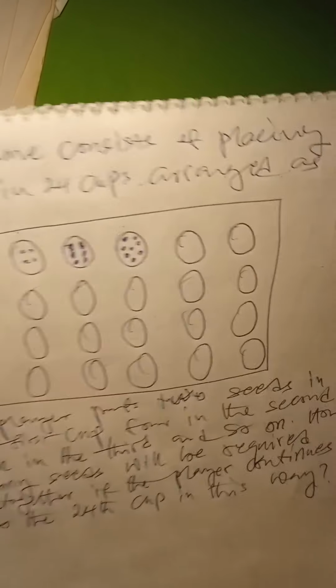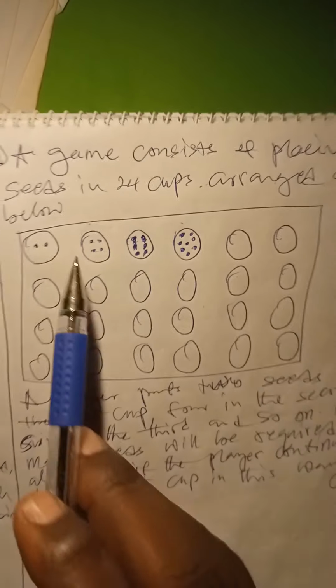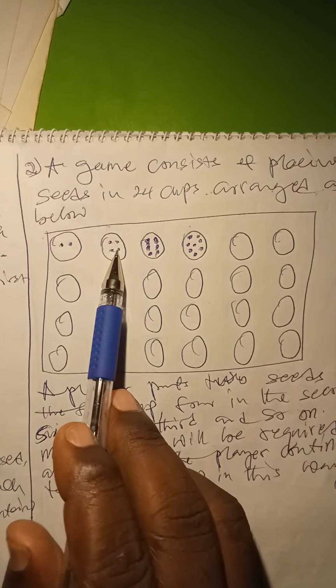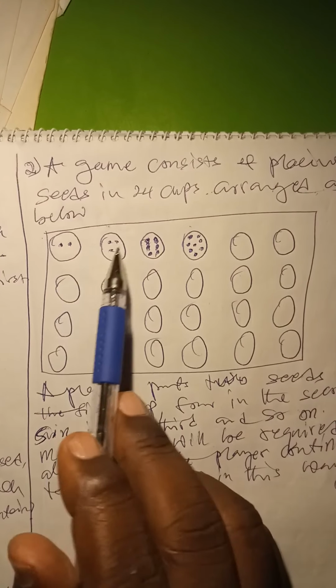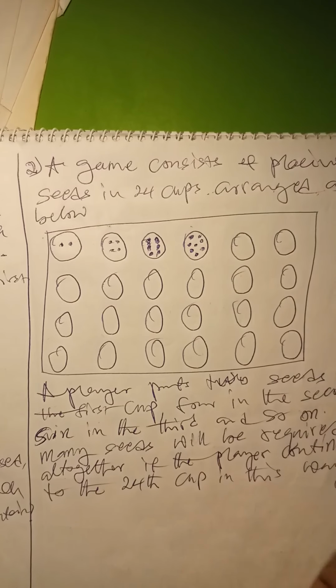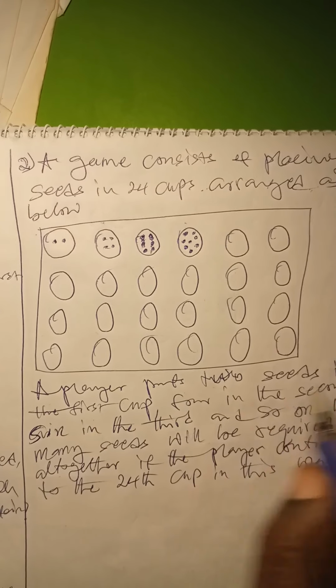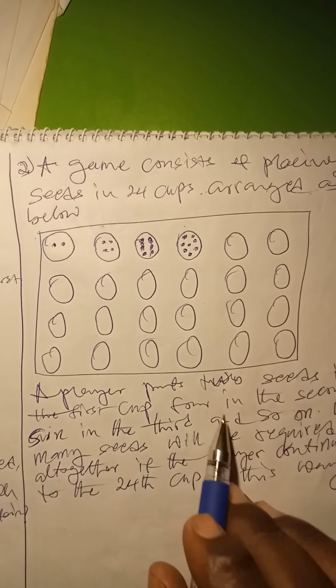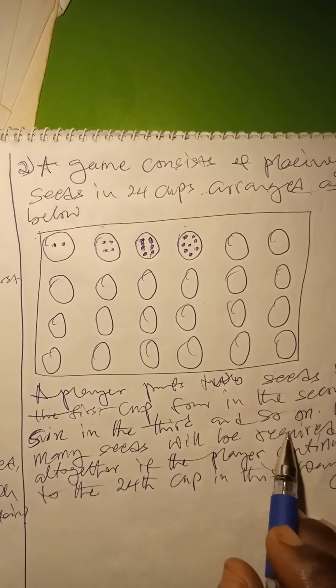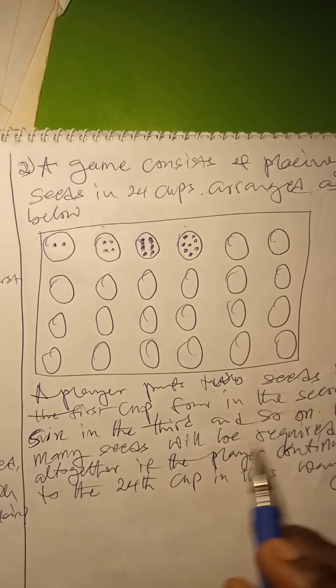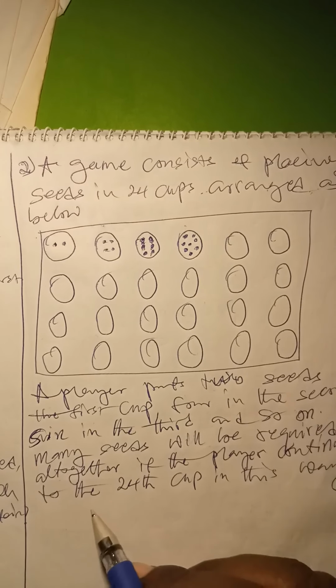This question says that a game consists of placing seeds in 24 cups arranged as below. So you see, this is the first cup 2, second cup 4, then 6, then 8, and so on. So these are the cups. A player puts 2 seeds in the first cup, 4 in the second, 6 in the third, and so on. How many seeds will be required altogether if the player continues to the 24th cup in this way?